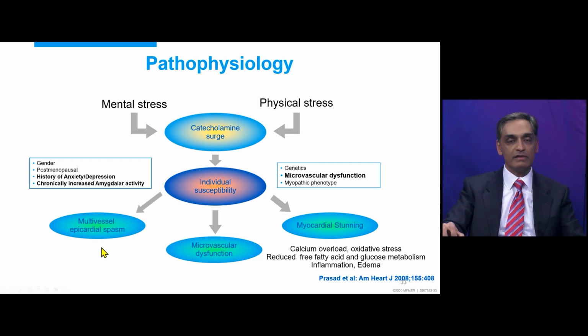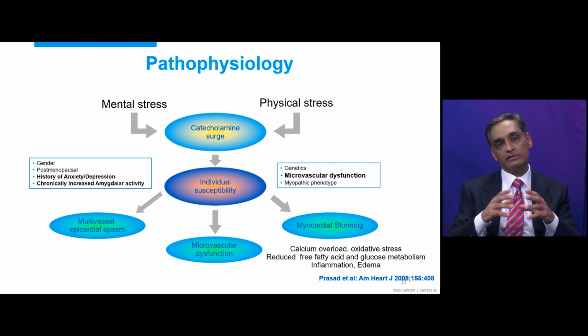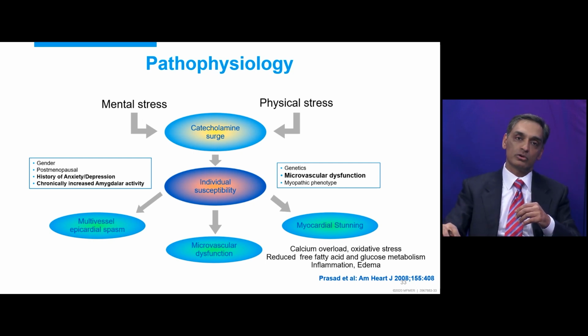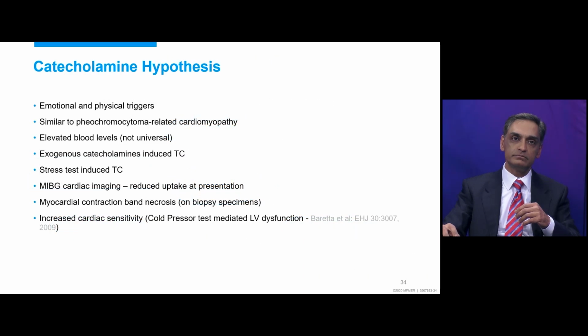And then a few patients have spasm. In the early days, it was thought that epicardial spasm in a multivessel distribution was actually the pathology, but we've now recognized that it's probably a bystander, but not the actual cause for the syndrome. So what supports the catecholamine hypothesis?